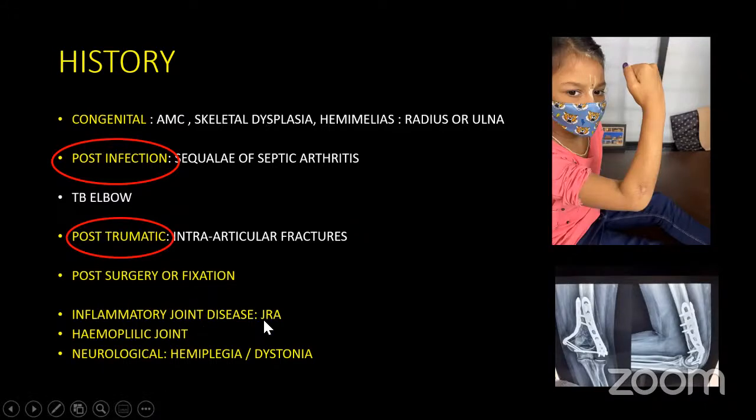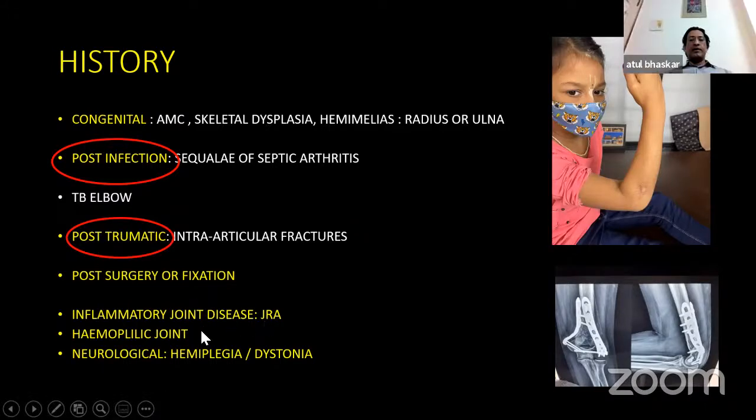Inflammatory joint diseases like JRA and hemophilic joints are rare to come in the exam, but they form a part of the differential diagnosis, especially if you have multiple joint involvement. JRA and hemophilic joints usually present with multiple joint problems. Hemiplegia, only in the late stages when they present with disuse, can come with elbow stiffness, but the history is very classical.